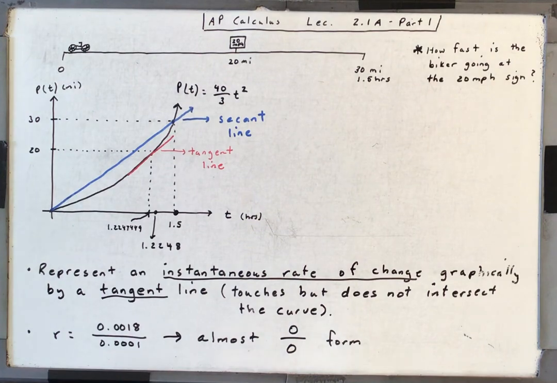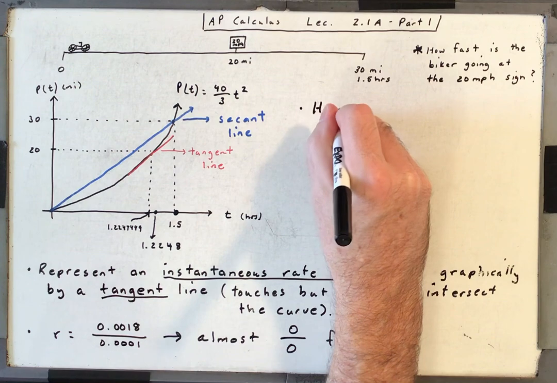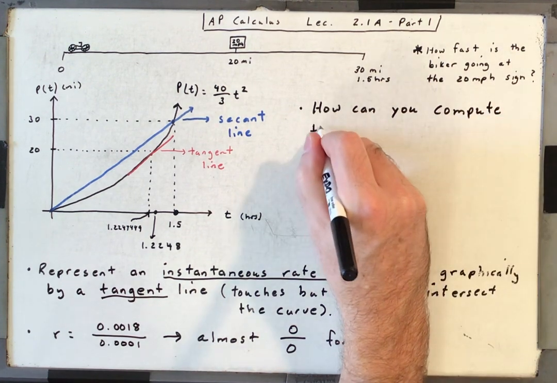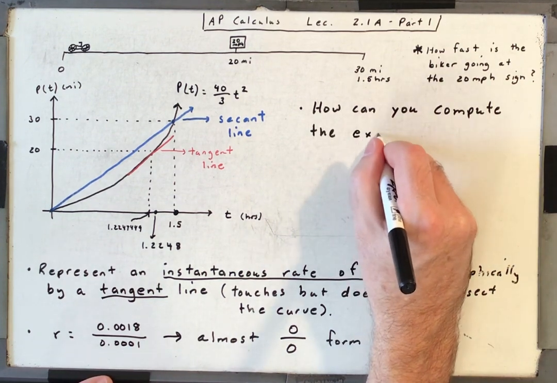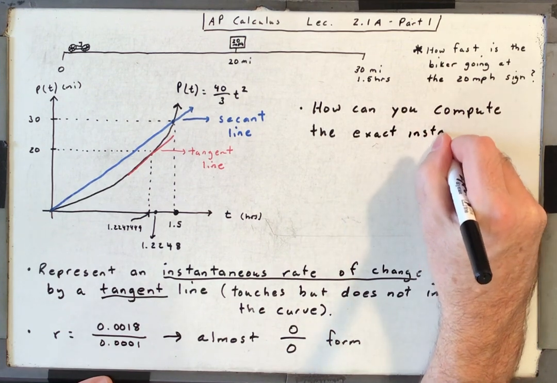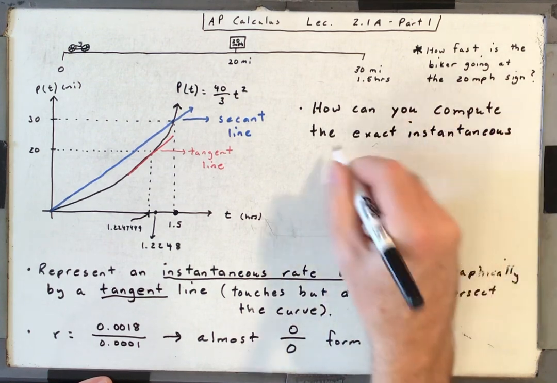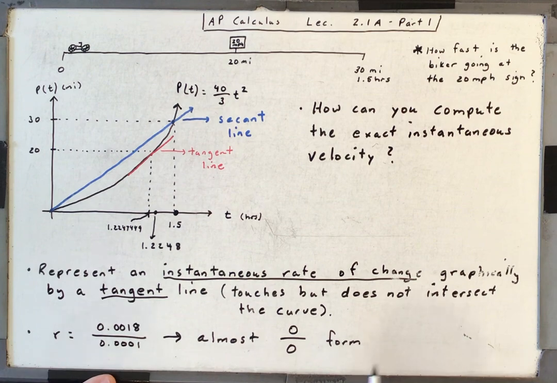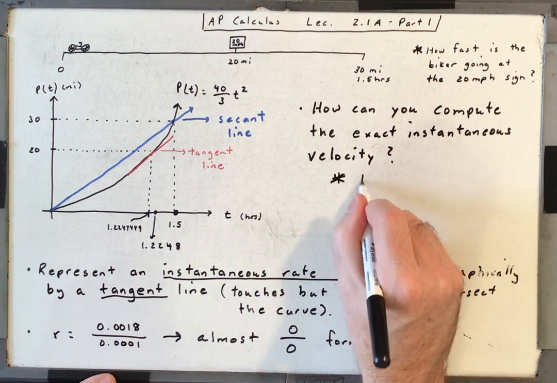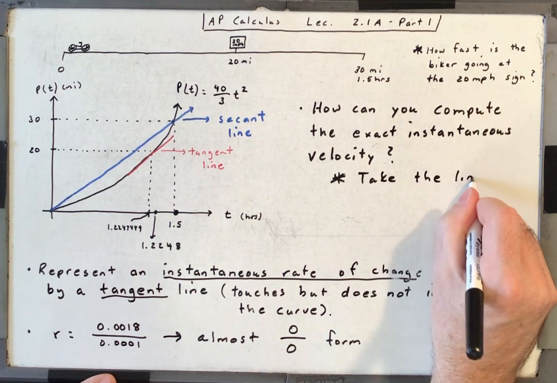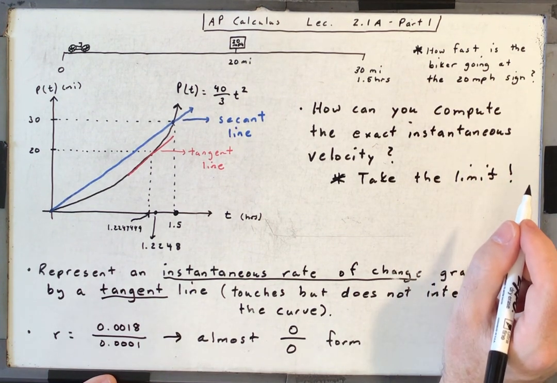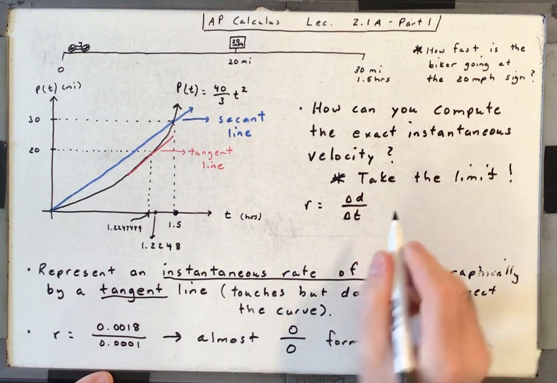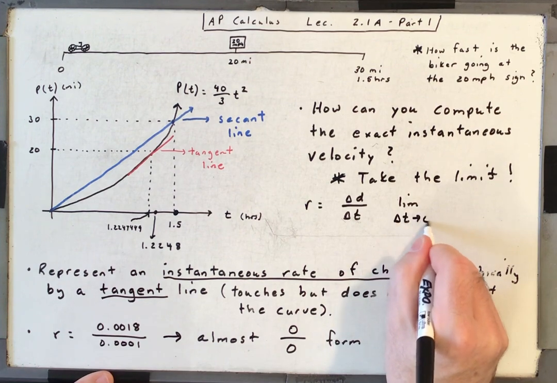So I'm going to erase this. You keep going down on your notes. So how could you compute the exact instantaneous velocity? All right, what did we do in chapter 1? We took the limit. So what we're going to do is, if the rate is the change in distance over the change in time, we're going to take the limit as change in time approaches 0.